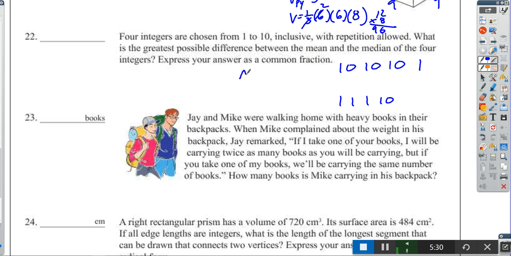So right now my median is 10. For the mean, well, I have 31 divided by 4, and it says common fraction, so I want to keep it here. And we want to know the difference. The difference means subtraction. So 10 in fourths is 40 over 4. I subtract 31 of them, and I get 9/4 remaining, which is the answer.